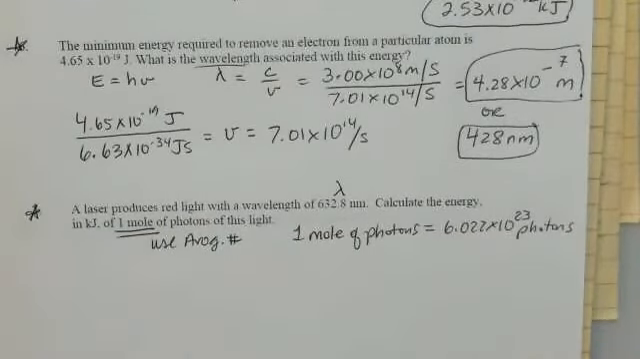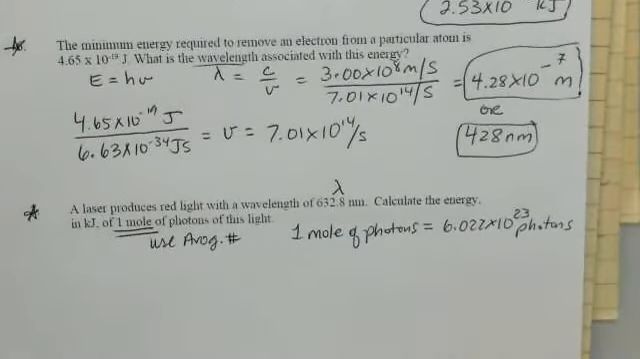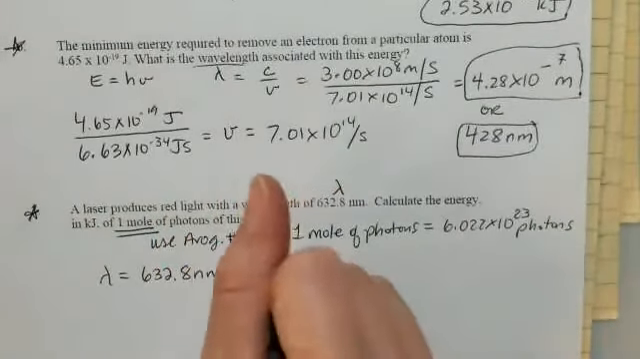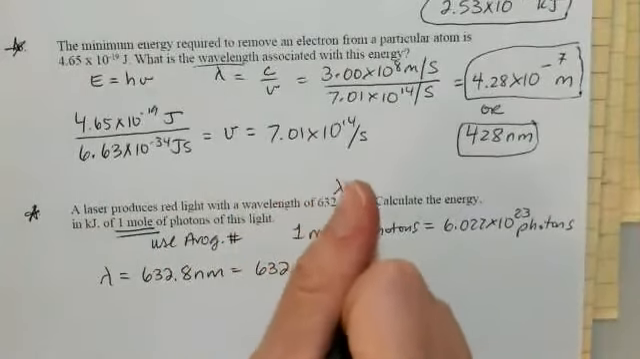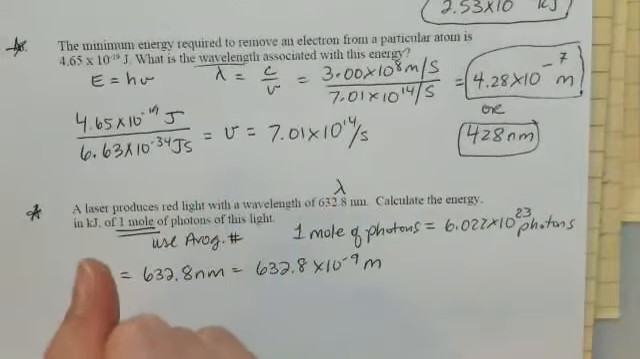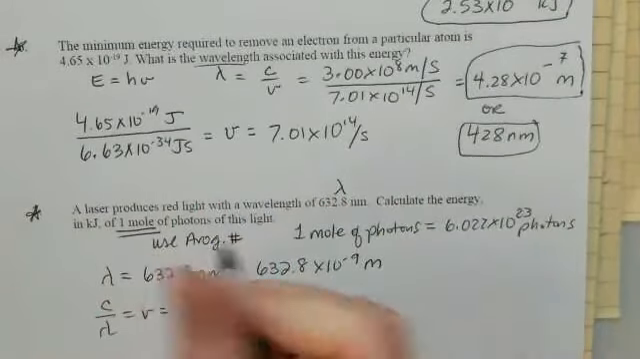So the mole always represents 6.022 times 10 to the 23rd. All right, so we've got our wavelength this time, and we want to do energy. So kind of the reverse of what we did earlier. If my wavelength is 632.8 nanometers, which is 632.8 times 10 to the negative 9 meters, then the speed of light divided by lambda will get me my frequency.